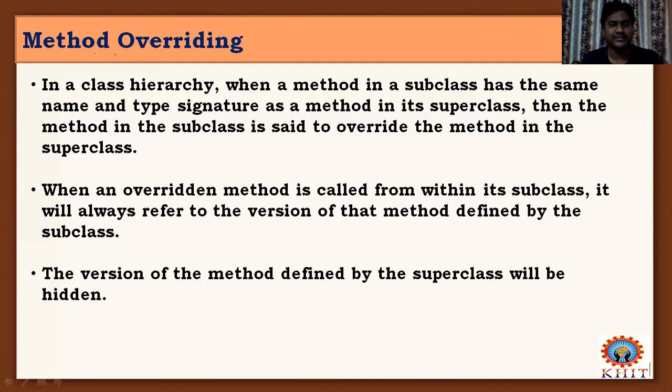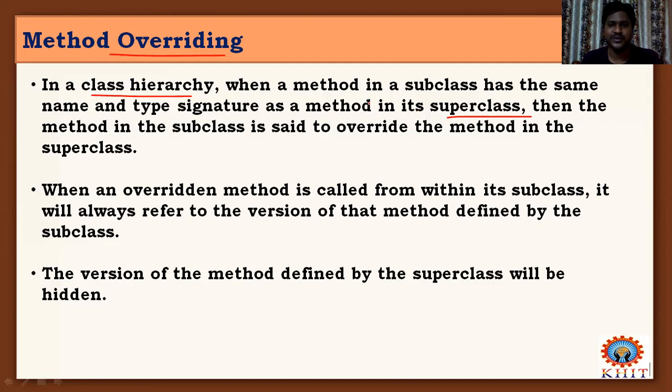So that is how method overloading is implemented in classes. Coming to method overriding, it is similar to overloading, but this concept is used mainly in constructing a class hierarchy or inheritance. Coming to this point: in a class hierarchy, when a method in a subclass has the same name and type signature as a method in its superclass.